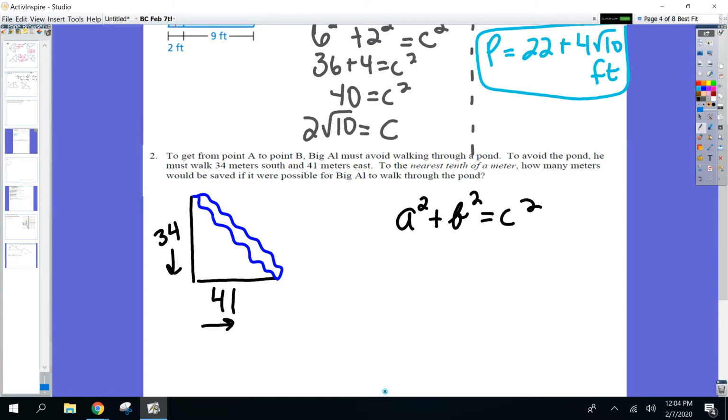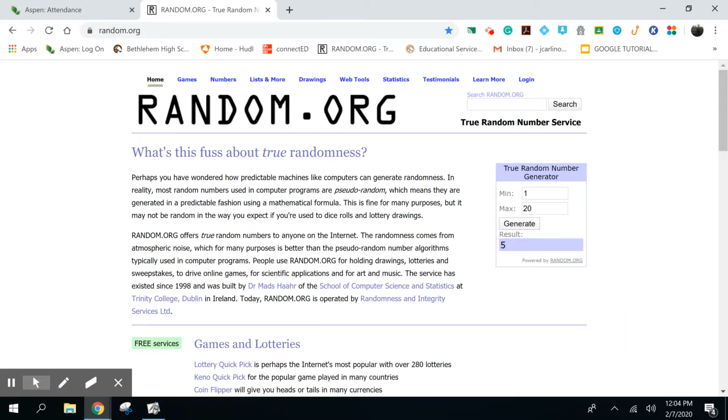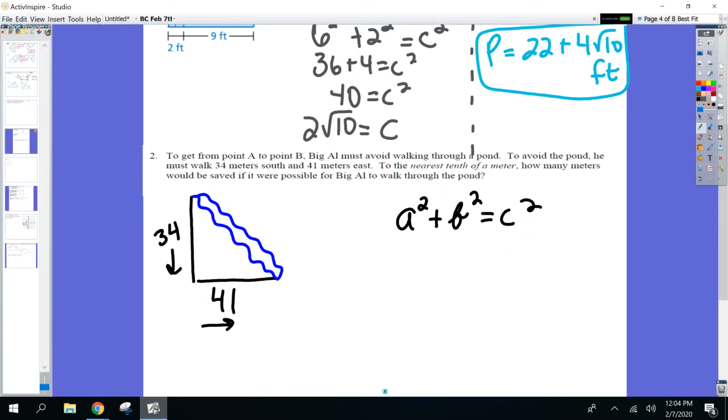Okay, can you give me where 34 and 41 should go? They should go as A and B. Thank you.